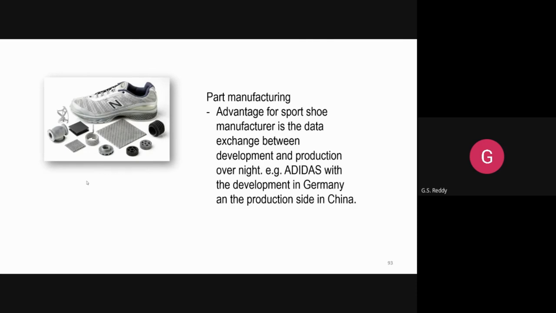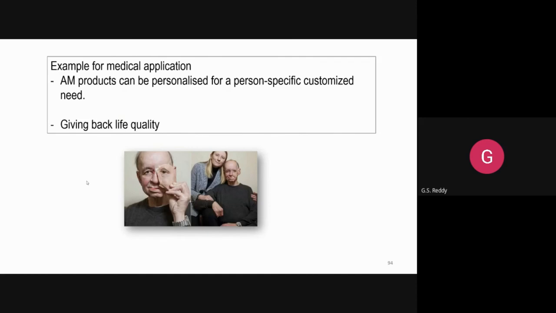Advantage for sport manufacturing: data exchange between development and production overnight. For example, Adidas develops in Germany and manufactures in China, so this information can be stolen without any problem. For 3D printing, not everything is going to be identical for everybody, so customized.